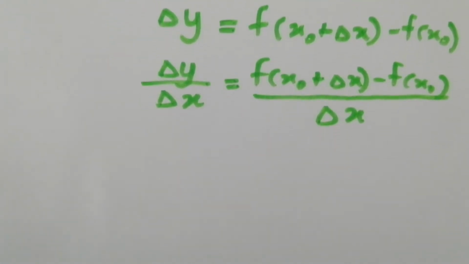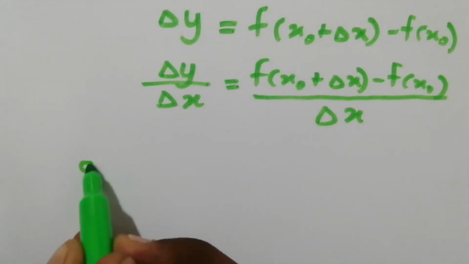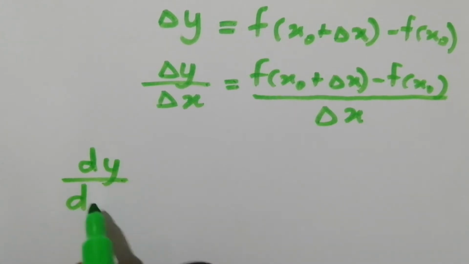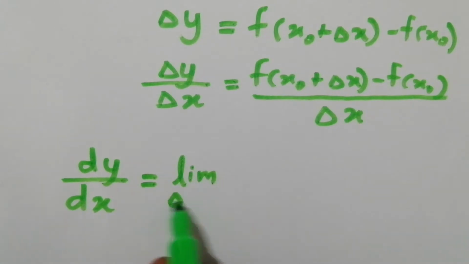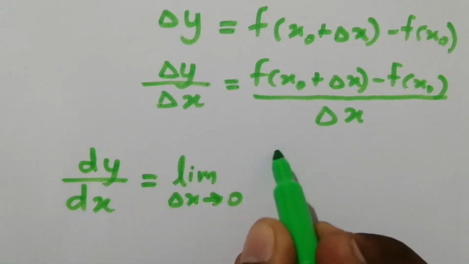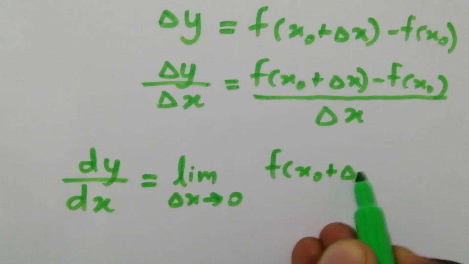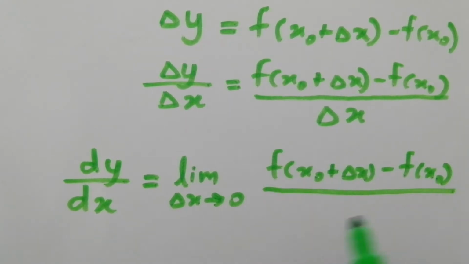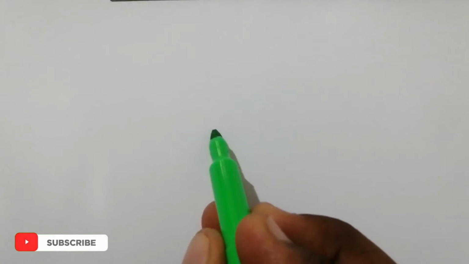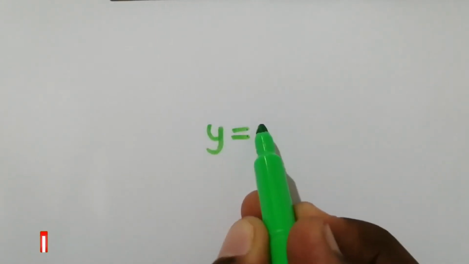Then I can express it as dy upon dx equal to the limit as delta x approaches 0 of f(x0 plus delta x) minus f(x0) upon delta x. To get some more clear idea, I am going through an example. Now I am taking a function y equal x squared.